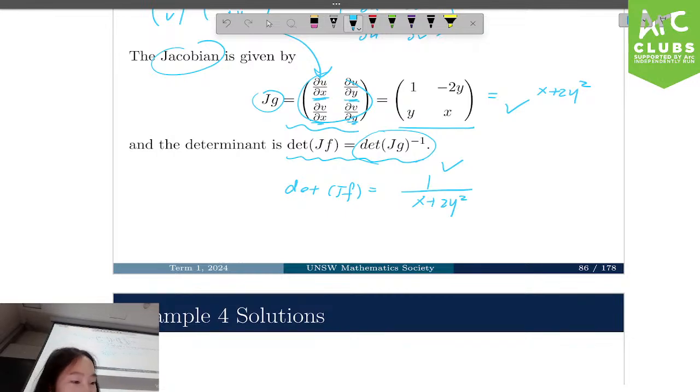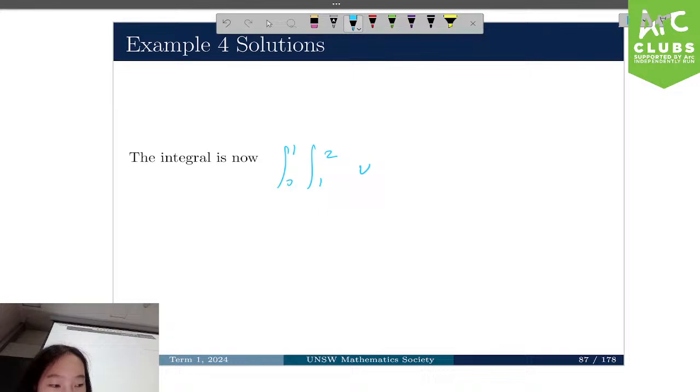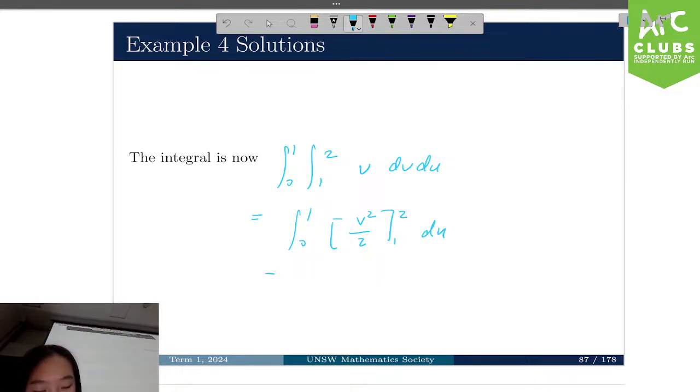Cool. And our integral right now, 0 to 1, 1 to 2, representing v, dv, du. Okay, 0 to 1, v squared over 2, du, 3 over 2, du. Finally, we get 3 over 2. So that's our final answer.